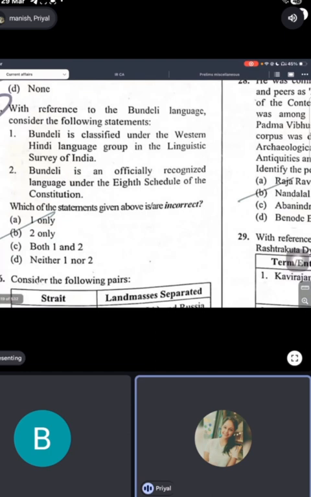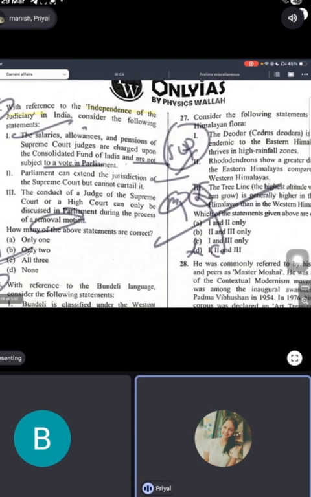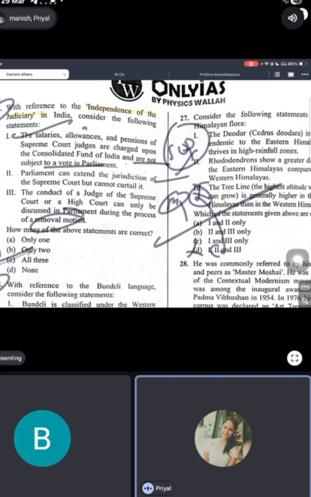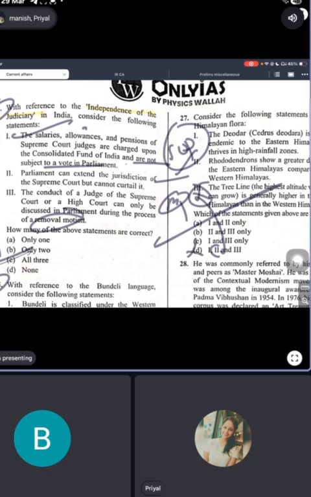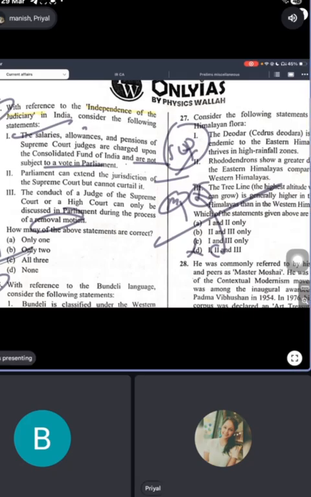Manish asks: in High Court, judges' salary and allowances are given from the consolidated fund, right? Good question you have asked. Listen.